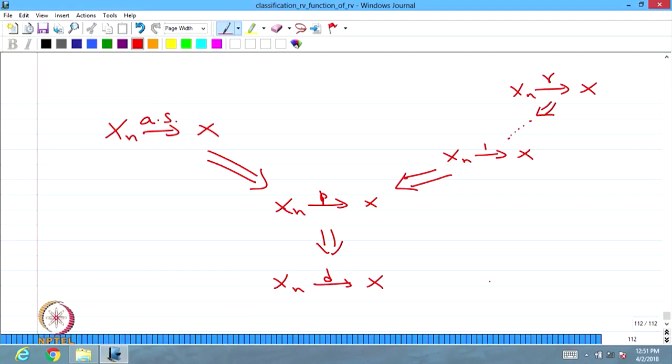So with this relation, I am going to stop the discussion of modes of convergence. In the next class, we will discuss the law of large numbers.